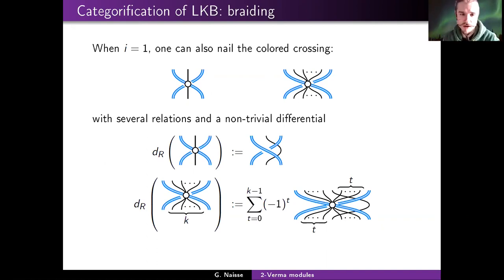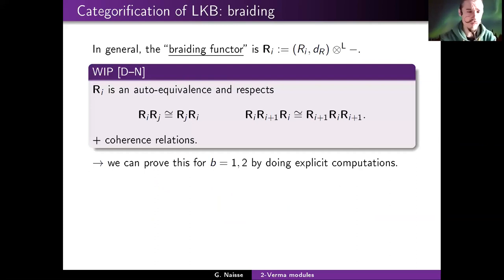Of course, if you are just interested in restricting to the first weight spaces, so the white spaces correspond with the number of black strands, so if you just look at the second white space or the third white space, you just have one black strand or two black strands, then I think it's still okay because you just have one or two new generators. And so you can still do computation and understand how things work. Now, in general, we define the braiding functor as doing a derived tensor product with this DG bimodule.